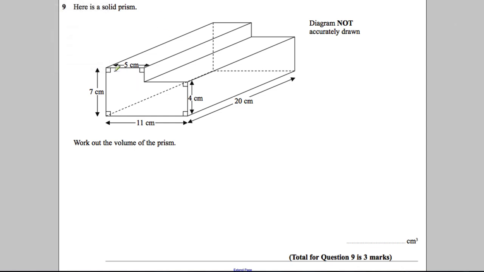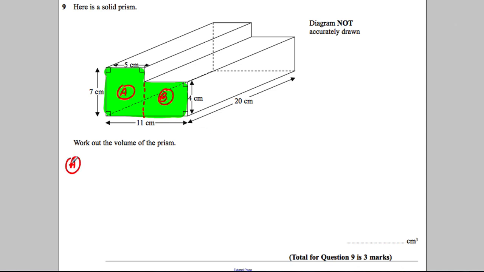Okay, so what we do is we're going to work out the area of the front of the prism, the face of this prism, and then we're going to multiply it by 20, right? So let's break this up into two rectangles. Why don't we just break it there? There's no harm in that. Call that A, call that B.